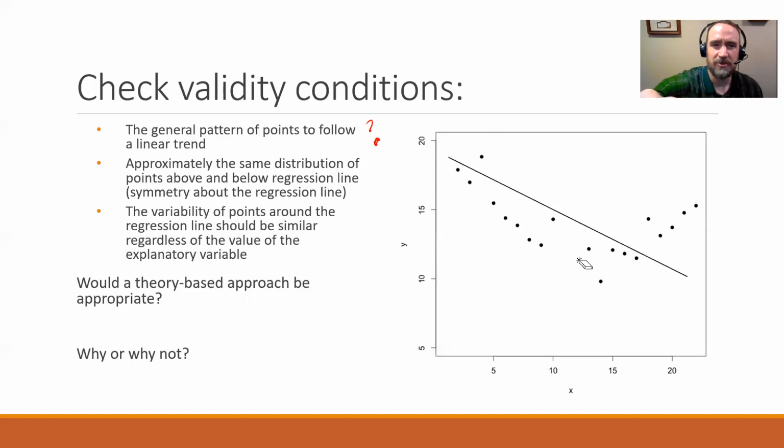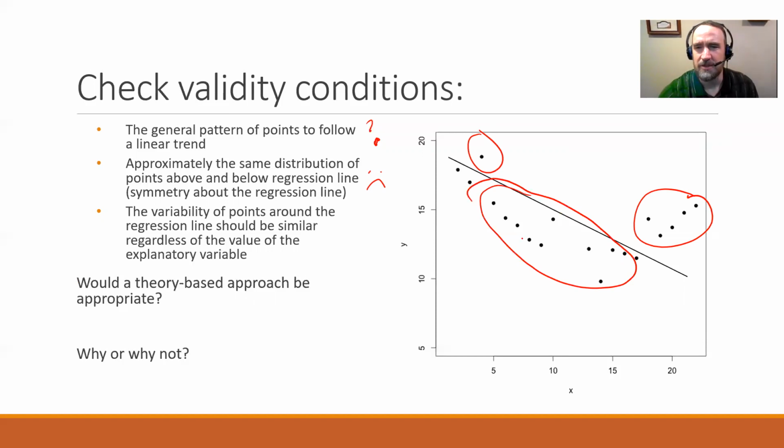That one may not be too bad, but approximately the same distribution of points above and below the regression line surely seems like it's a problem here. So I've got just one dot here and several over here, whereas underneath the line, my main group of dots is in the middle. And that's a sign that I've got some kind of curve here rather than a line. So would a theory-based approach be appropriate? We probably feel like, no, not a great approach with this data. We'd be better off modeling it with a curve.